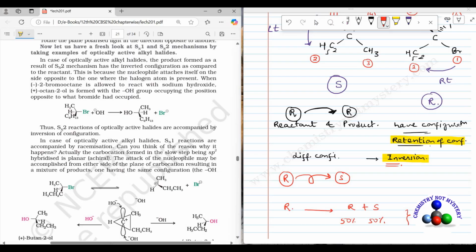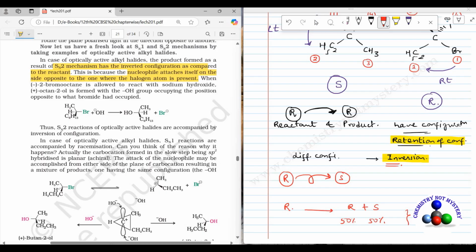In case of an optically active alkyl halide, the product formed as a result of the SN2 mechanism has the inverted configuration as compared to the reactant. This is because the nucleophile attacks on the side opposite to the one where the halogen atom is present. So why do you get inverted configuration for SN2? Because the nucleophile attaches itself on the side opposite to the one where the halogen is present.